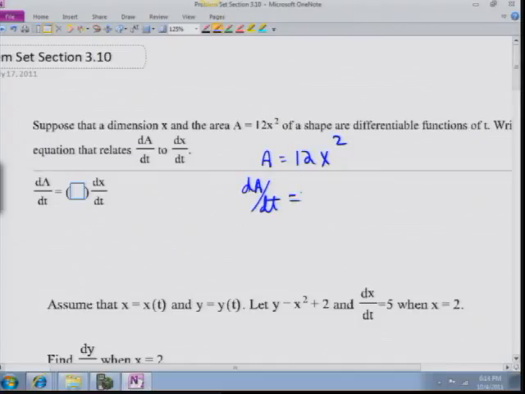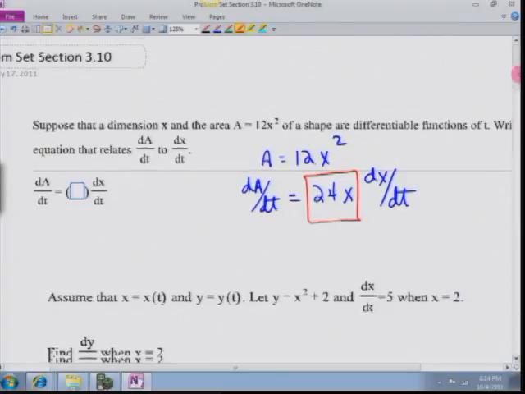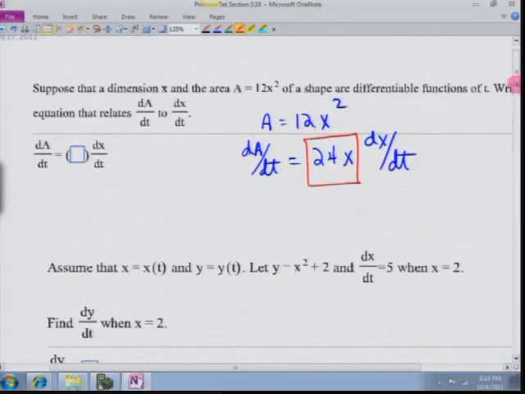Equals, what do we get over here? 24x dx dt. Everything's going to have a dt with it. And so now, have we got the answer? What's going in the box here? So that's what it's asking on that question. Does that make sense? So it's just like everything we've been doing. They do get a little bit more complex.